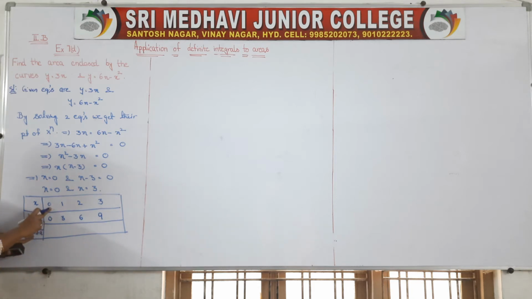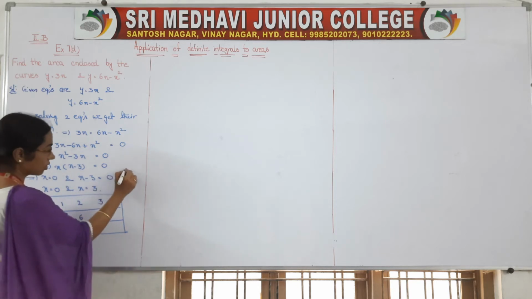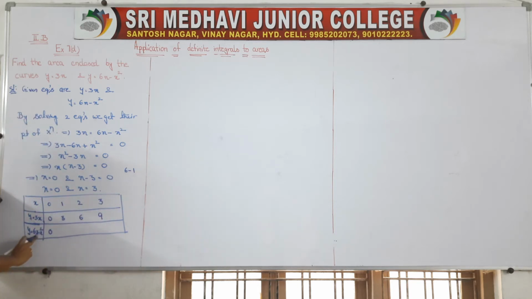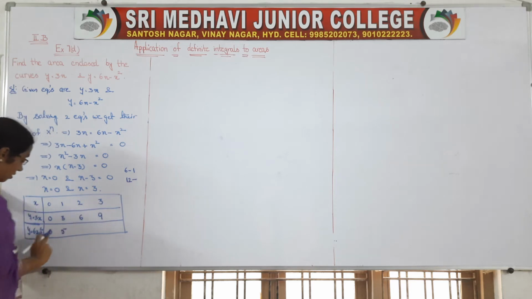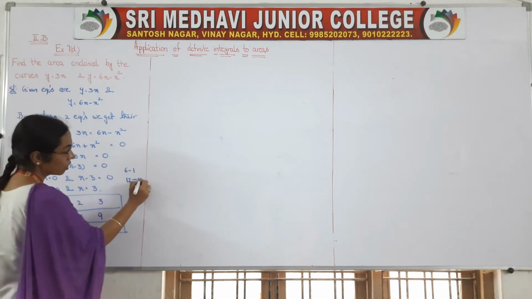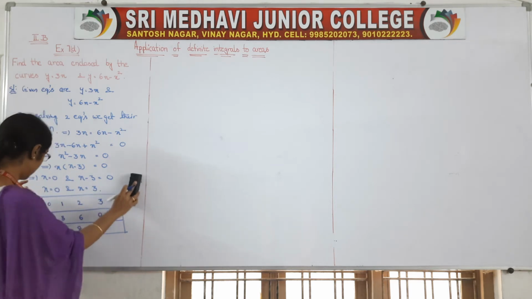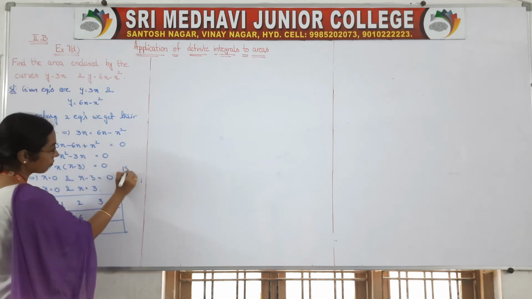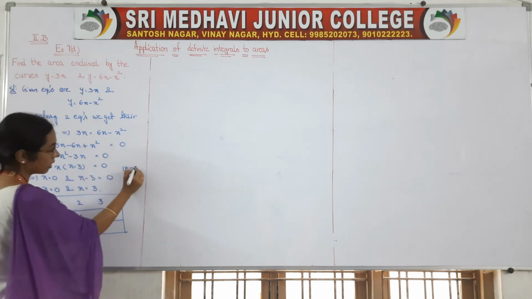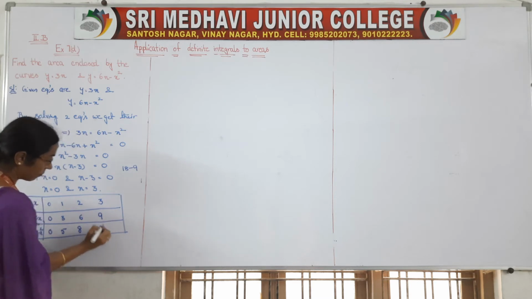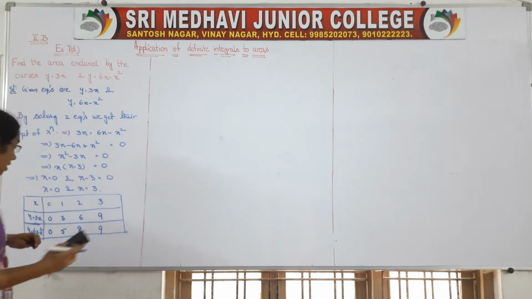6 into x minus x square. 6 into 0 minus 0 square, that is 0, right? Next, 6 into 1, x is 1, minus 1 square is 1, that is 5. Okay, next 2. 6 twos are 12, minus 2 square, that is 4, so 12 minus 4 is 8. Okay, next 3. 6 threes are 18, minus 3 threes are 9. 18 minus 9 is 9. So we got all the values in our table.